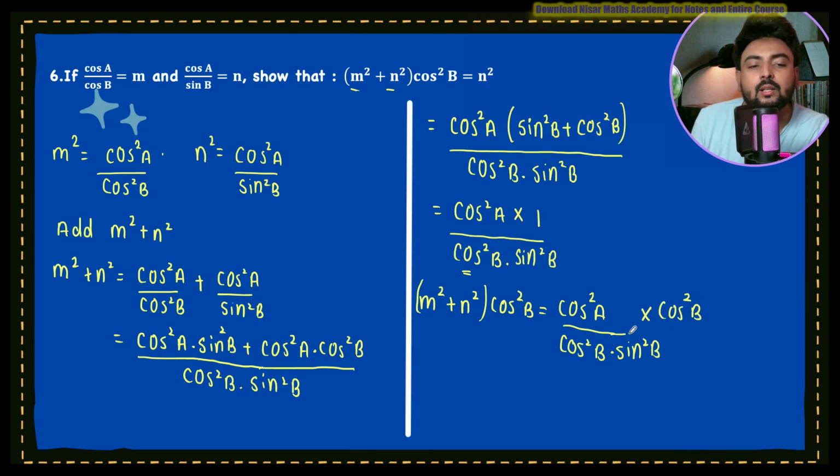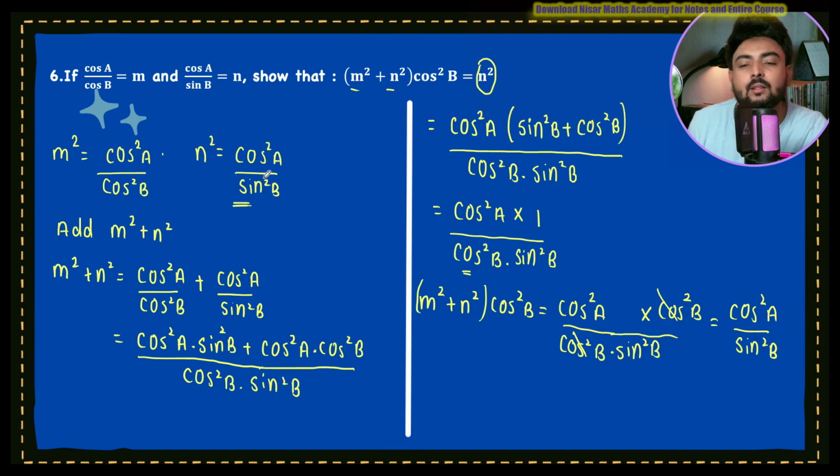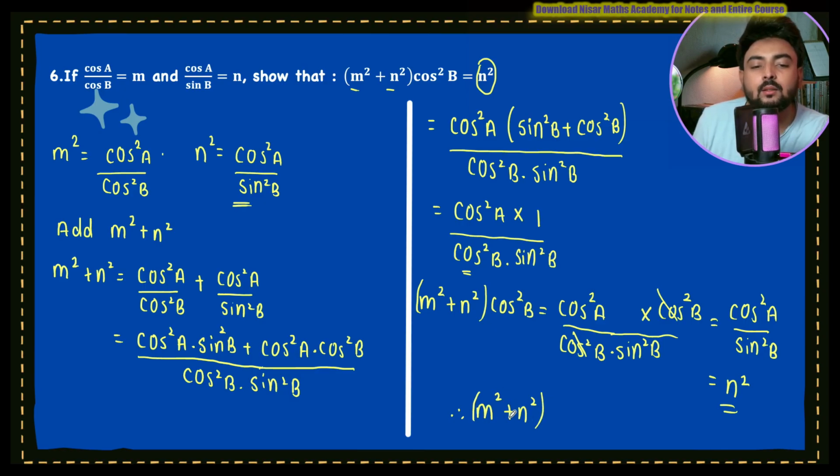So children, you can see that the same term in the numerator and denominator will get cancelled, and what I got is cos square a into sin square b. Now you tell me, is it the value of n square? Yes, you see here, yes, it is the value of n square. Therefore, whatever was asked, we have proved: m square plus n square into cos square b is equal to n square.